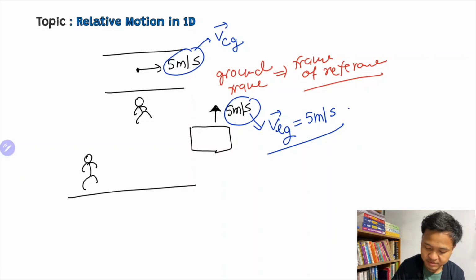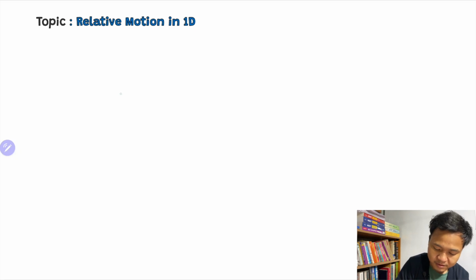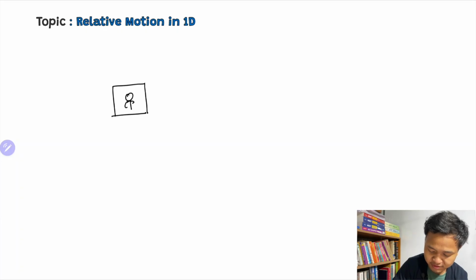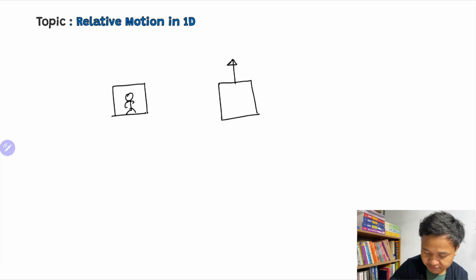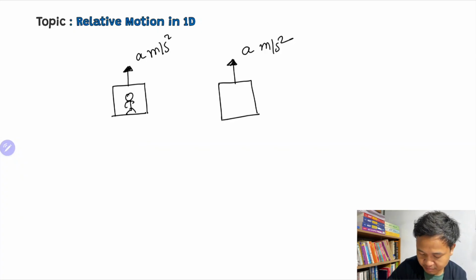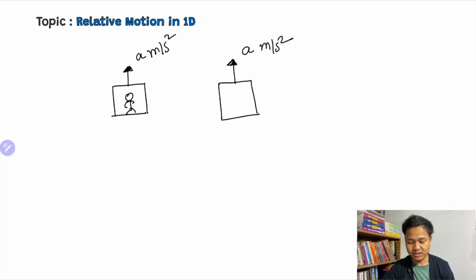Another example. Suppose you are also in another lift. Okay, and there is another lift here. Suppose that lift is going upward with a meter per second square, and the same way this lift is also moving with a meter per second square acceleration. Okay, both of them are moving with the same velocity. They are moving together.